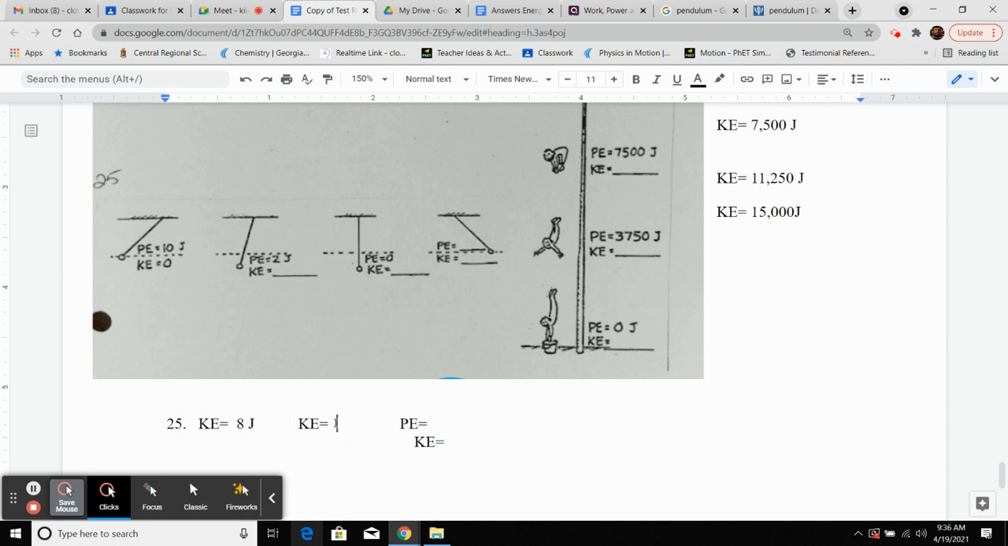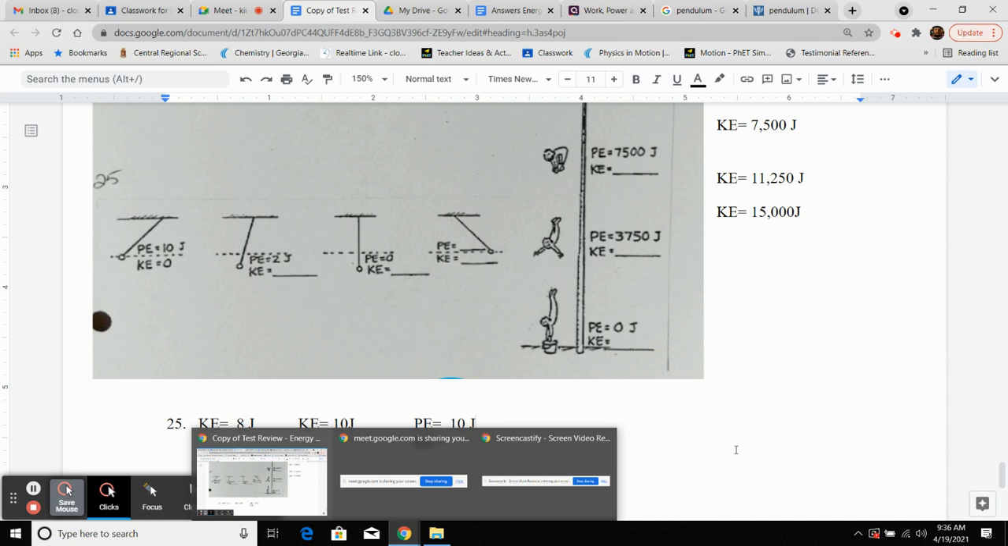Okay, what about this one here? If the potential energy is 0, what would the kinetic energy have to be in order to make sure that the mechanical energy is 10? Kinetic energy would also have to be 10. And then at the top, it looks like it's mirrored this outside position. So in this case, 10 joules for the potential.